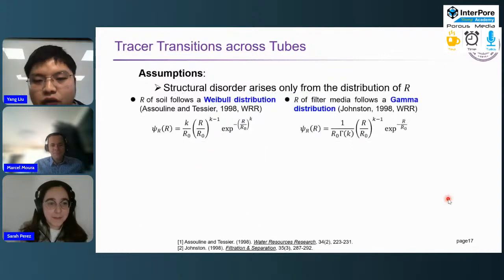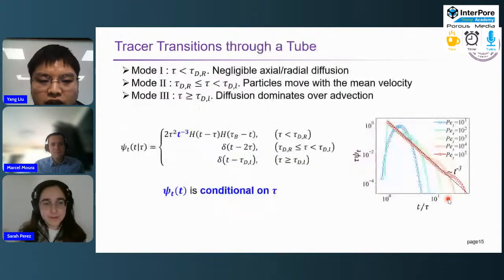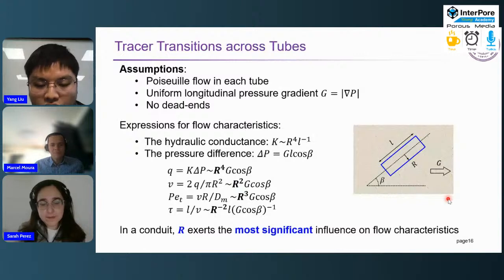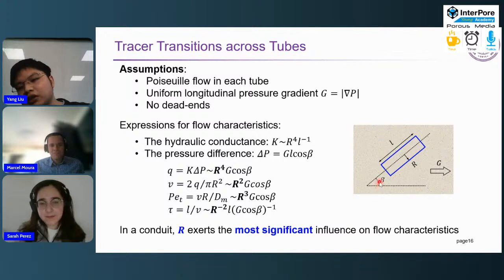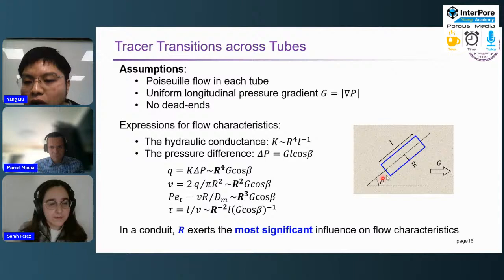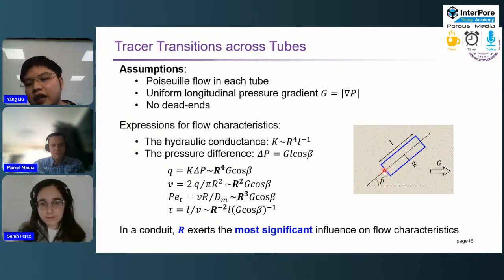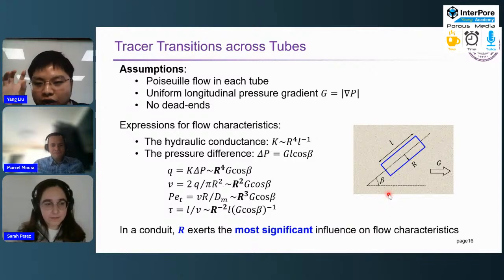Yes. So this is really a good question. Here we assume that the structural disorder comes from only the tube radius. So this means we assume that the orientation of the tube is always the same here. So the beta, the tube length, and the angle of the tube center to the longitudinal is the same. So we only assume the structural disorder comes from the tube radius.